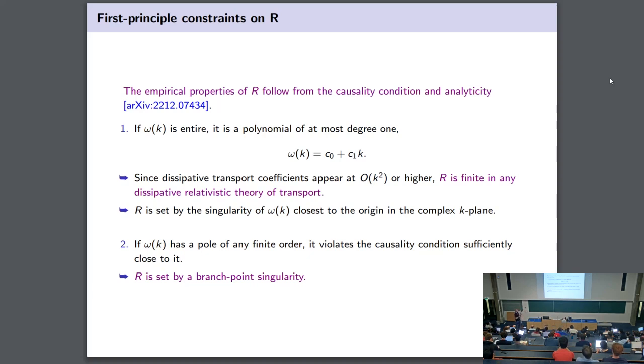Now, since transport coefficients associated to dissipative effects enter at order k squared or higher, this implies that R is finite in any dissipative relativistic theory of transport, and by elementary complex analysis, R is set by the singularity of the dispersion relation which is closest to the origin in the complex k plane. But this theorem doesn't tell you what this singularity is. You can also show that if this function has a pole of any finite order, it's going to violate the causality condition sufficiently close to it. So R is set by a branch point singularity.